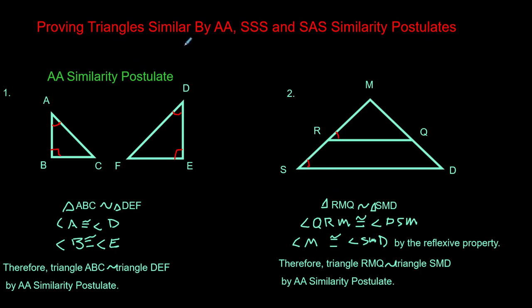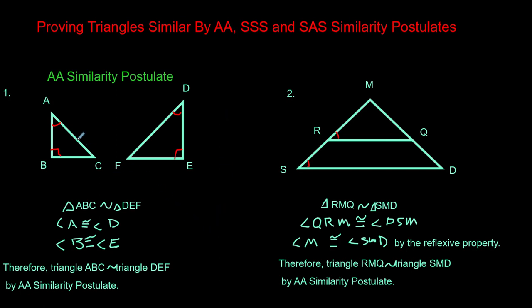So let's prove triangles similar by angle-angle, side-side-side, and side-angle-side similarity postulates. First off, the difference between congruence and similarity. Congruence means that two shapes are exactly the same size and shape. Similarity means that they're different sizes, but the same shape. Shape is determined by the angles, and size is determined by the side lengths.